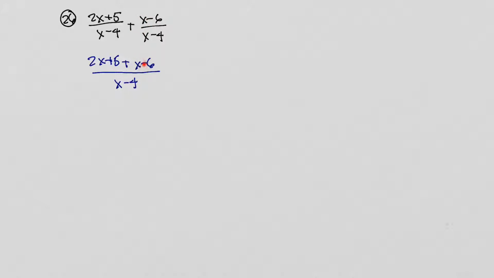Now let's just combine terms here. This is going to give us 2x and x, right? 2x plus x is 3x, plus, and then 5 minus 6 is a minus 1. So we're going to get a minus 1 here. So minus 1 over x minus 4. And that one's done.